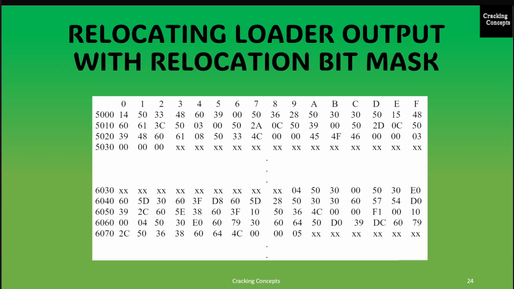Now this is the output for the relocating loader with relocation bit mask. Now this looks similar to the output of the absolute loader. In the previous video I discussed the same. Now here the difference will be in this final location, and also some of the locations where we have the operand address will be added along with the address obtained from the user.